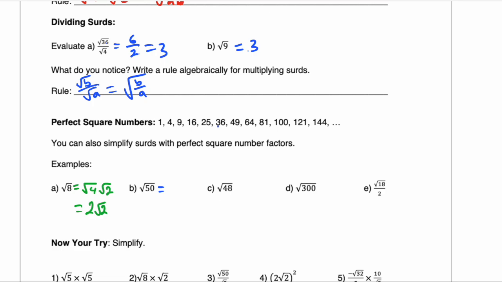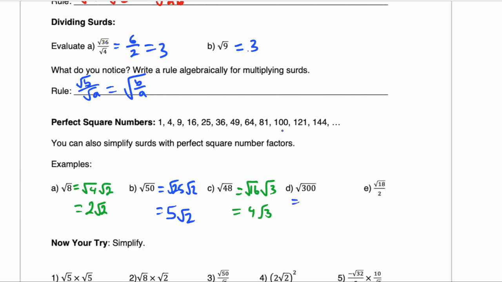Root 50: you have to look at which number goes into 50, and obviously 25 goes into 50. So that's 5 root 2. Root 48: you want to look at the numbers that go into 48. 16 goes into 48. And that is 4 root 3.